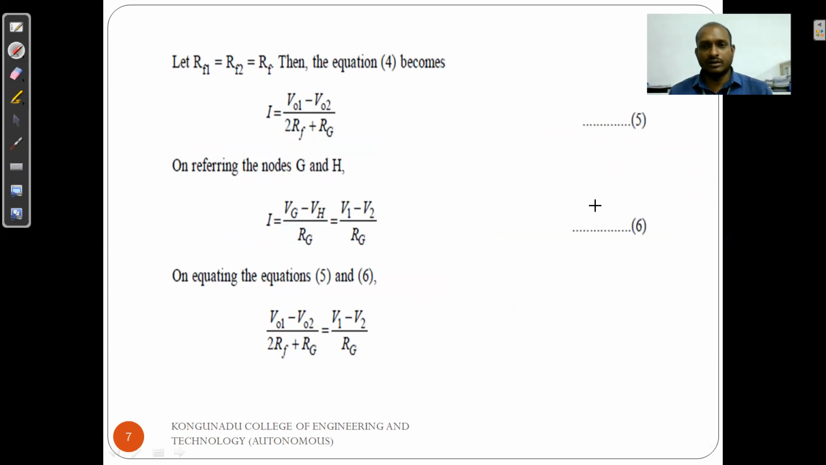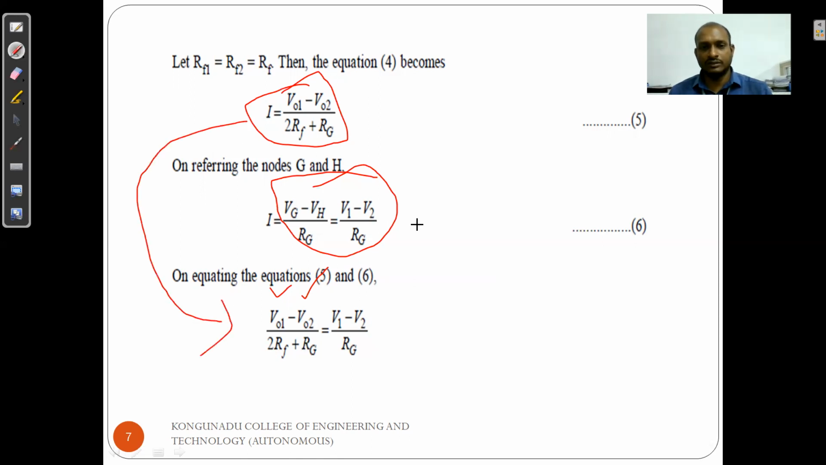So this is equation number 6. Now equating equation number 5 and equation number 6: (V01 minus V02) divided by (2 Rf plus Rg) is equal to (V1 minus V2) divided by Rg. From this equation, we are going to calculate the V01 minus V02 value.